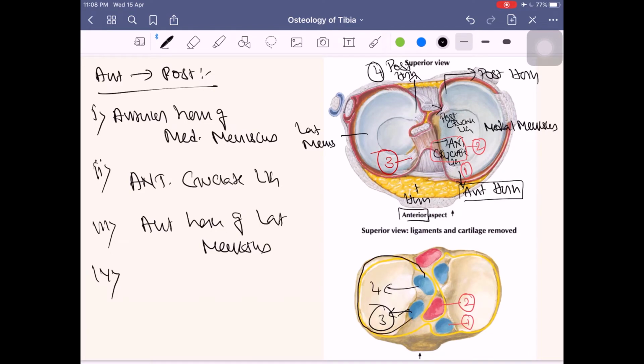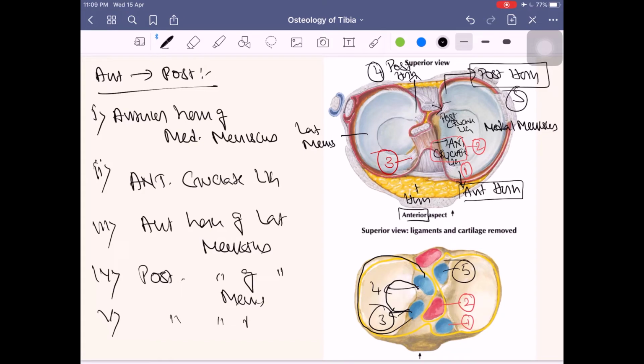If you start from here, your meniscus goes all the way and ends here. So that is how it is. Fourth you have the posterior horn of lateral meniscus, and then fifth, number 5, the posterior horn of medial meniscus, and the last is your posterior cruciate ligament. So this one is number 6, the posterior cruciate ligament.